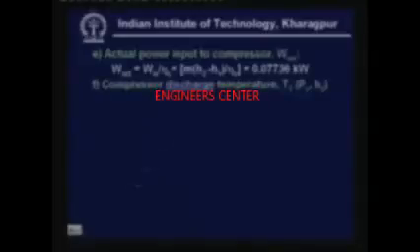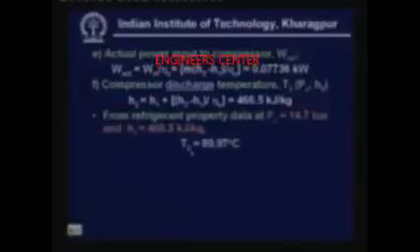Okay. Compressor discharge temperature. Discharge temperature can be obtained because we know that at the compressor discharge the pressure and enthalpies are known to us. So, using the pressure and enthalpy data, we can find out the compressor discharge temperature, and this is found to be 89.97 degrees centigrade.